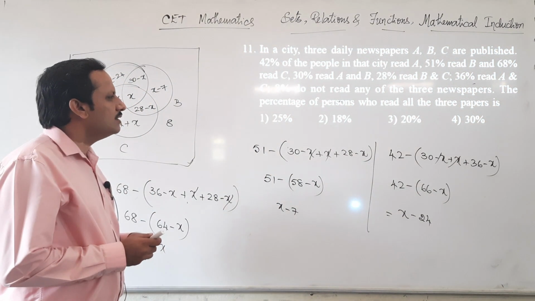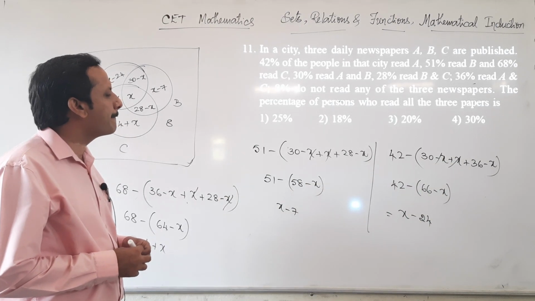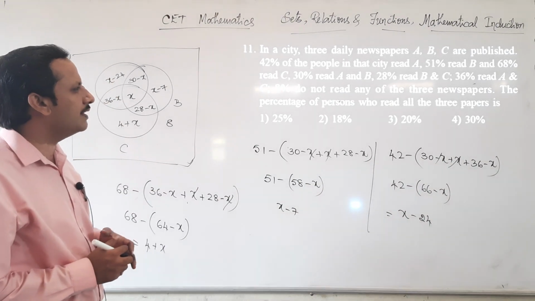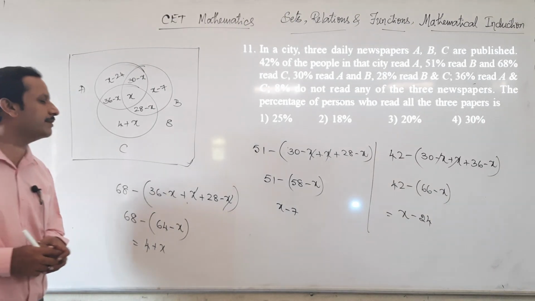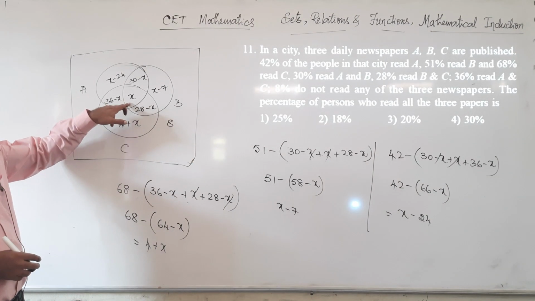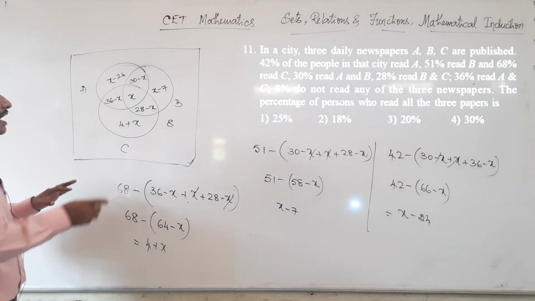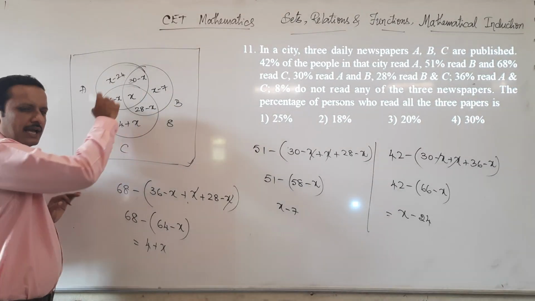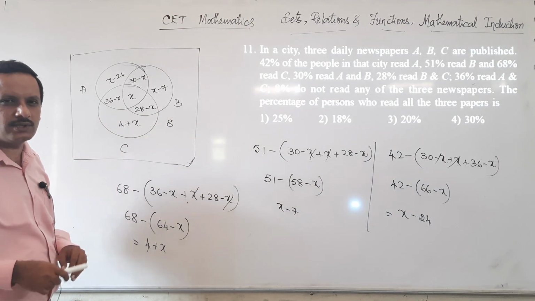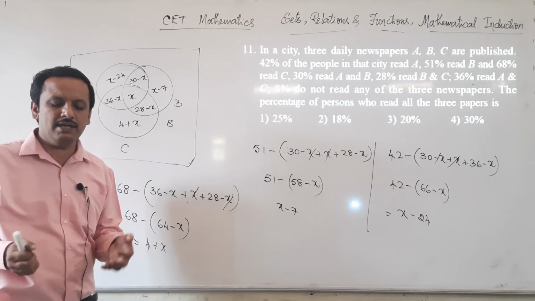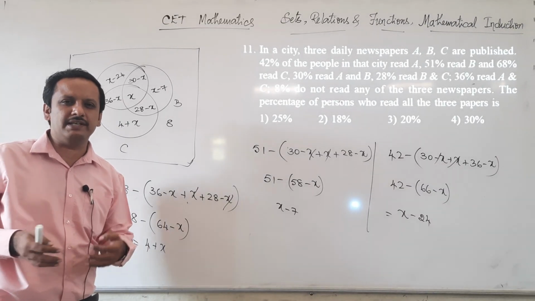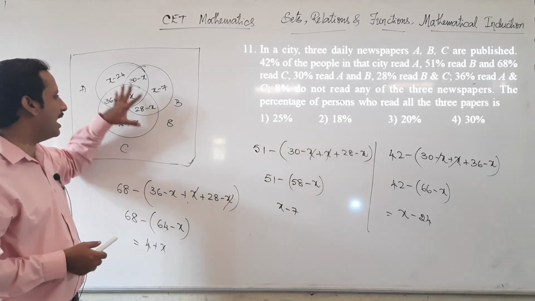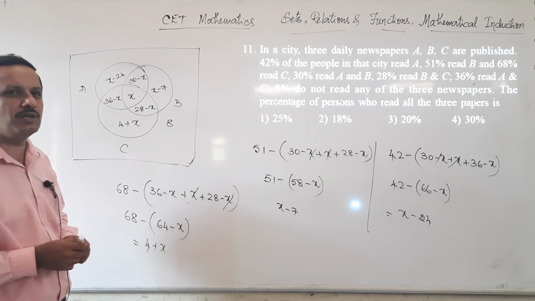Okay. So now, what is the question? The percentage of persons who read all the 3 papers. See, what is the value of X? That is what we have to calculate. Now if I add all these plus this 8 also, that sum should give us the total percentage. Total percentage must be 100% only. So add all this, that sum should be equal to 100.